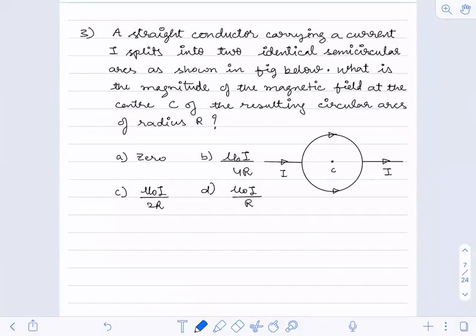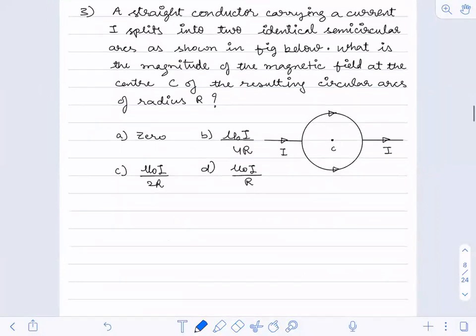Okay, so the next question is the third one. A straight conductor carrying a current I splits into two identical semicircle arcs as shown in the figure below. What is the magnitude of the magnetic field at the center C of the resulting circular arc of radius R? The correct answer for this is 0.